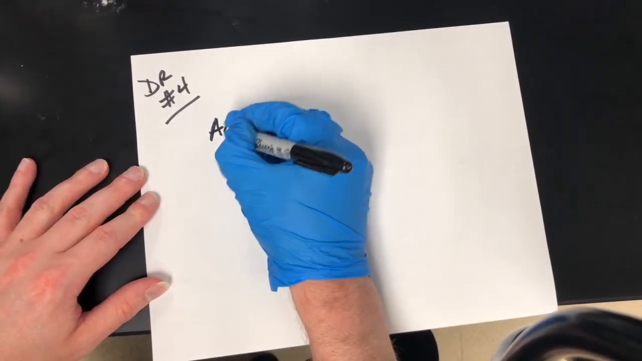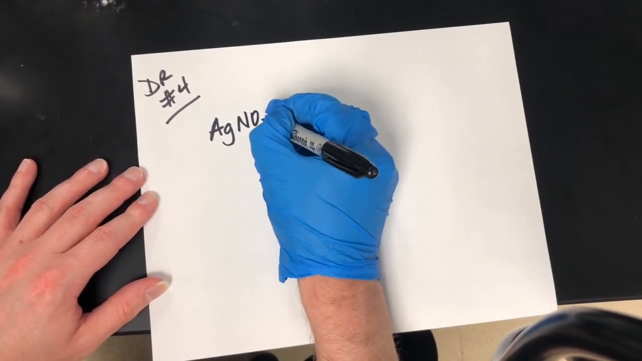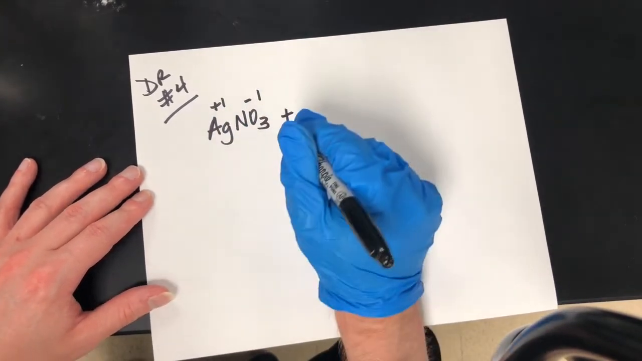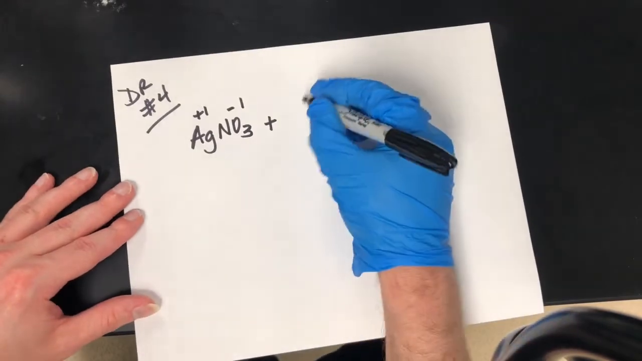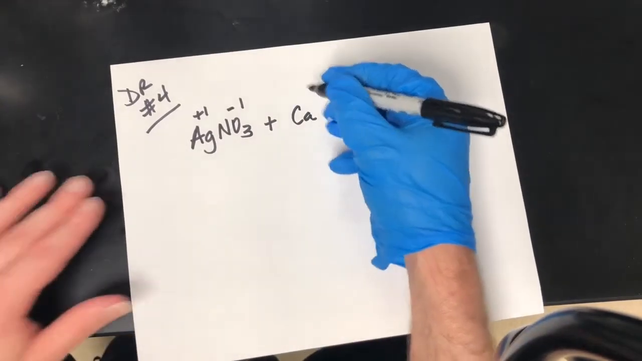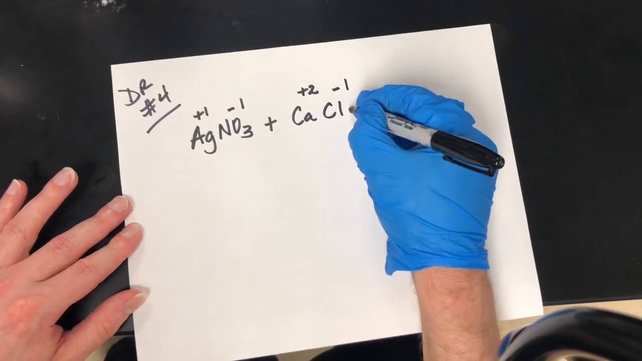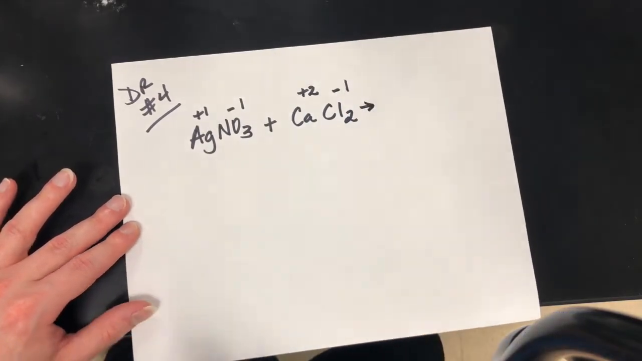Okay, so this is going to be double replacement reaction number 4. So it says to mix silver nitrate and calcium chloride. So silver nitrate's AgNO3. It's a +1 charge, and that has a -1 charge. And we're mixing it with calcium chloride. So calcium is Ca with a +2 charge. Chloride is Cl with a -1 charge. So we crisscross like that.